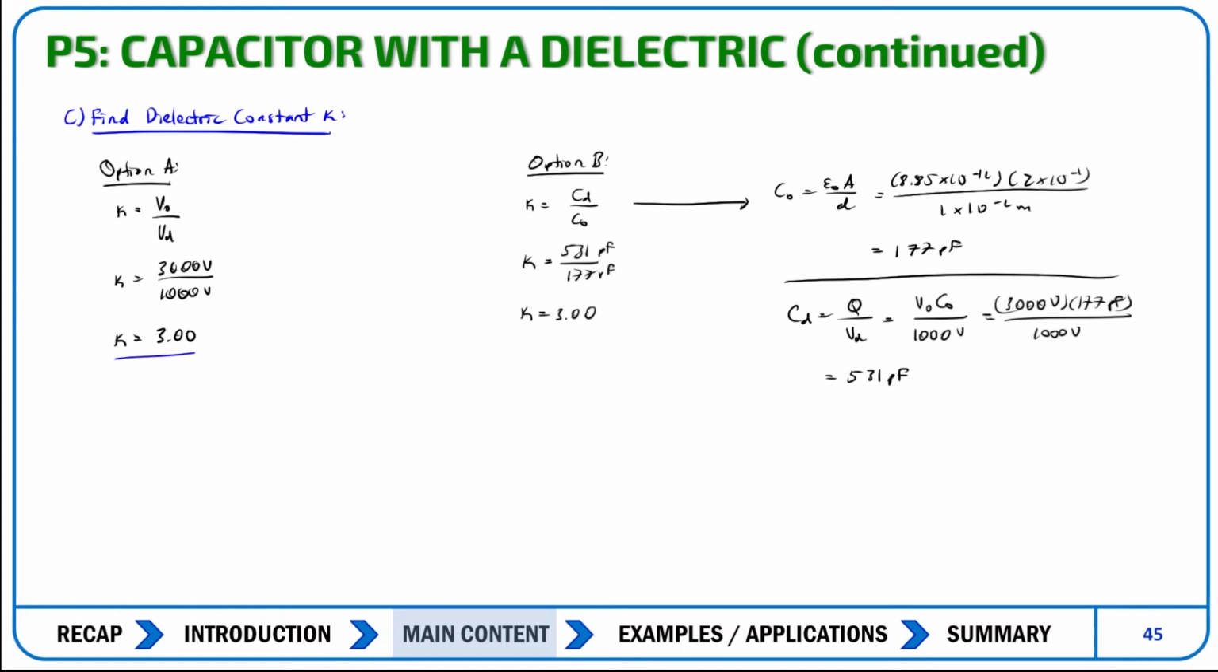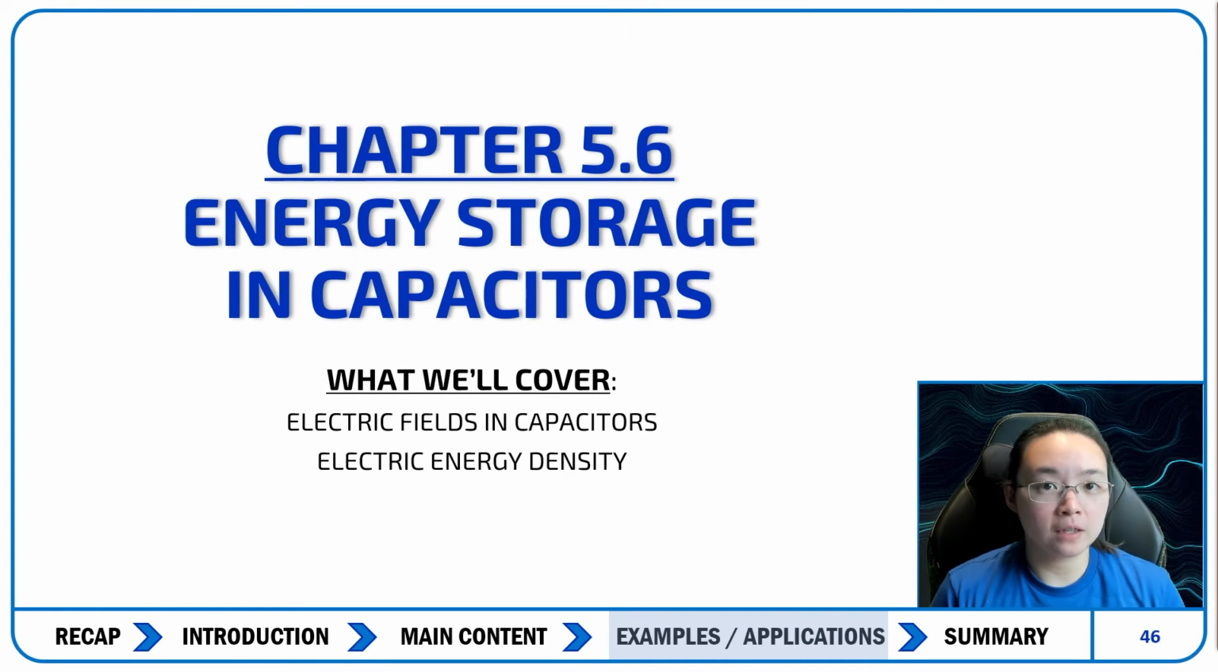So the dielectric constant, whichever way you choose to calculate it, will work. It's just a comparison between how many factors the voltage or capacitance has changed by. Now that we've taken a look at dielectrics in capacitors and how they affect capacitance, we can now move on to energy storage in capacitors. So how does all of this come into play when we're taking a look at how much energy a capacitor can hold? First we have to take a look at electric fields within the capacitors, and then we can take a look at a term called electric energy density.